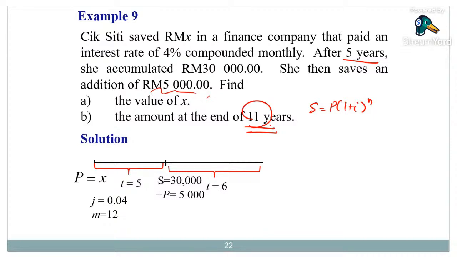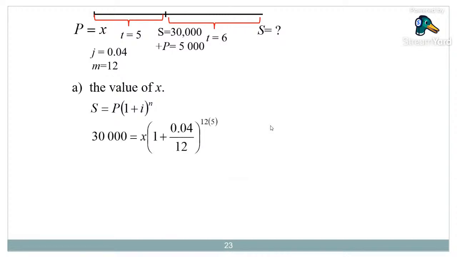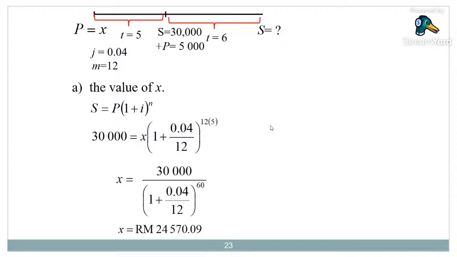So untuk part A ni kita boleh direct cari guna formula, which is S equal to P of 1 plus I to the power of N. So S kita tahu 30,000, X tak tahu, P kita tak tahu which is X, and then 1 plus J kita 0.04 divided by 12 times a year, and then to the power of 12 multiplied by 5 years. So X kita jadikan perkara rumus, so bahagi je lah 30,000 divided by 1 plus 0.04 over 12 to the power of 60. Kita dapat jawapan X kita adalah 24,570 ringgit 9 sen.